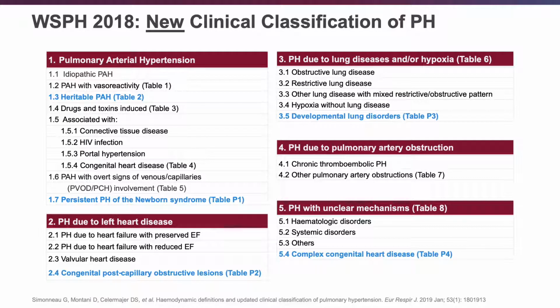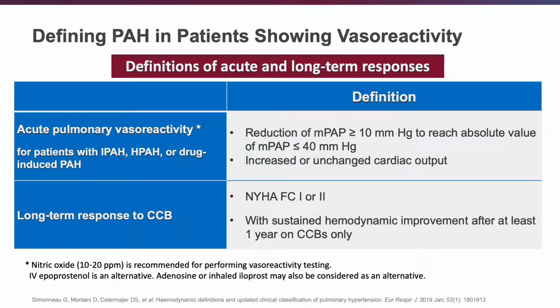So let's talk about some of these things in Group 1 disease. First, let's talk about these PAH patients who had a positive vasoreactivity test who remain in that group and are treated with calcium channel blockers. What defines that group? Those patients are either idiopathic, heritable, or drug and toxin-induced pulmonary hypertension when we cath them that have a PA pressure that is reduced by at least 10 millimeters of mercury and goes lower than 40 millimeters of mercury without a decreased cardiac output.